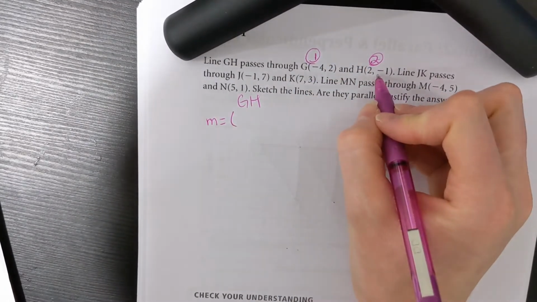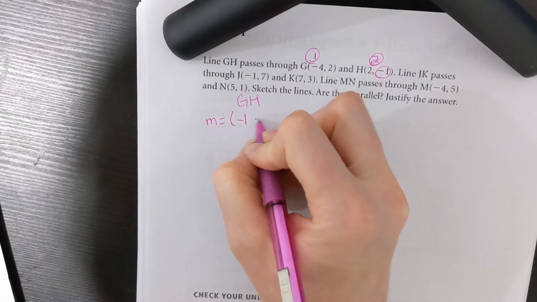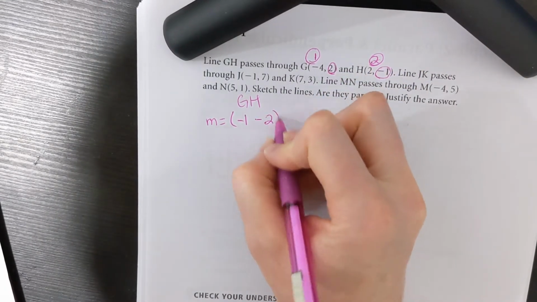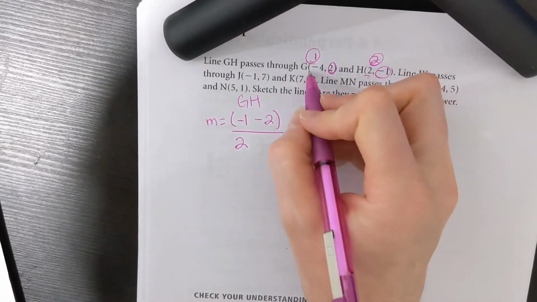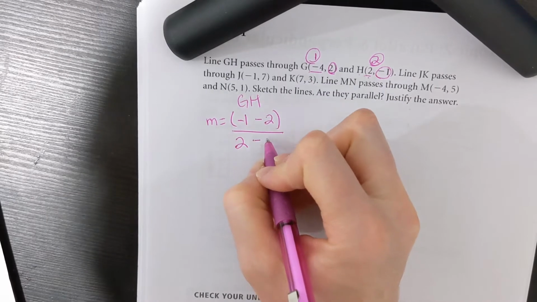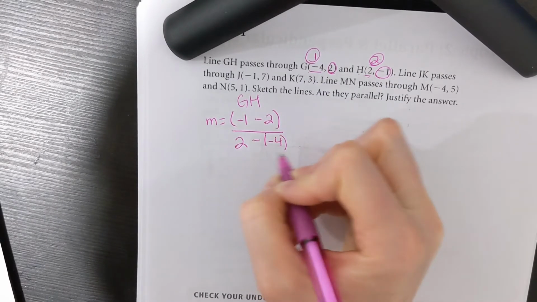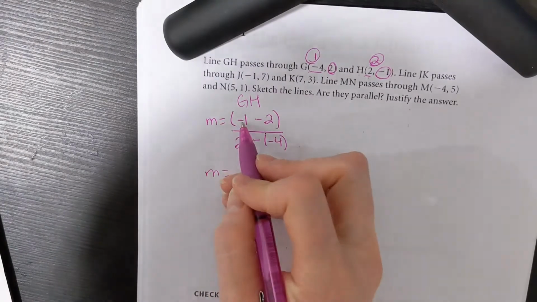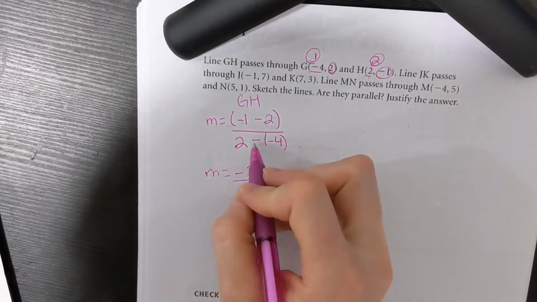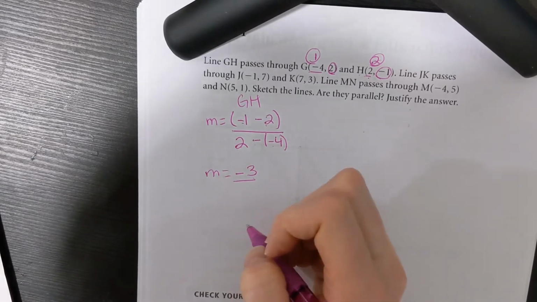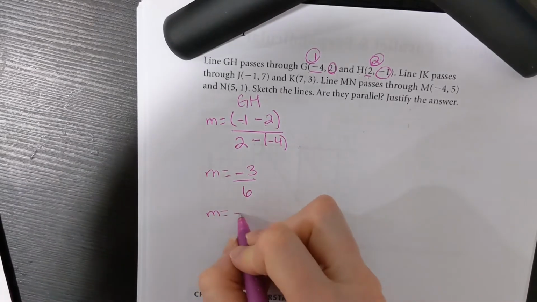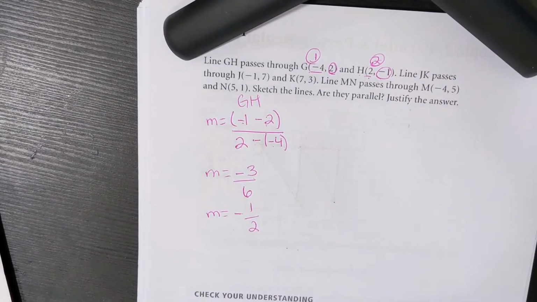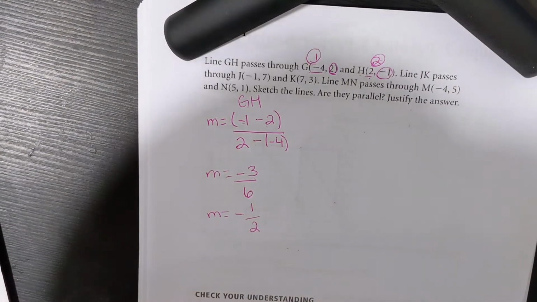Okay, so we have y2 take away y1 over x2 take away x1, take away -4. Okay, so we got to be careful with our negatives. M equals -1 take away 2 is -3. 2 take away -4 is 2 plus 4, which is 6. So once we reduce that, we have a slope of -1/2. Let's take a look at line JK.